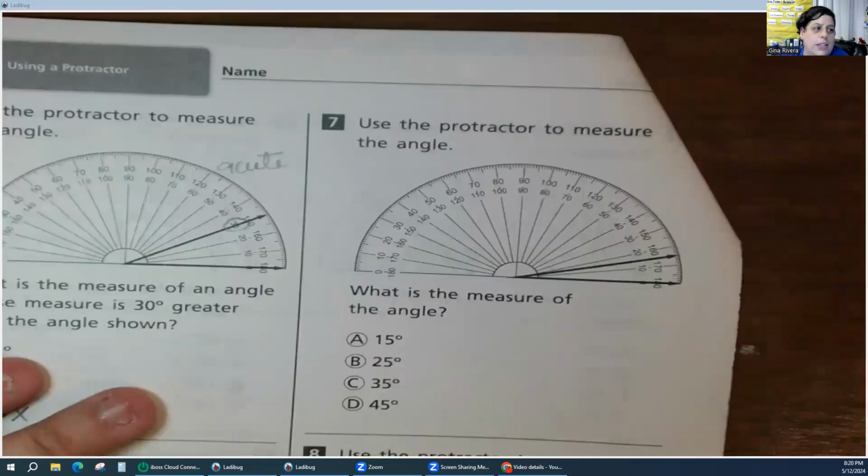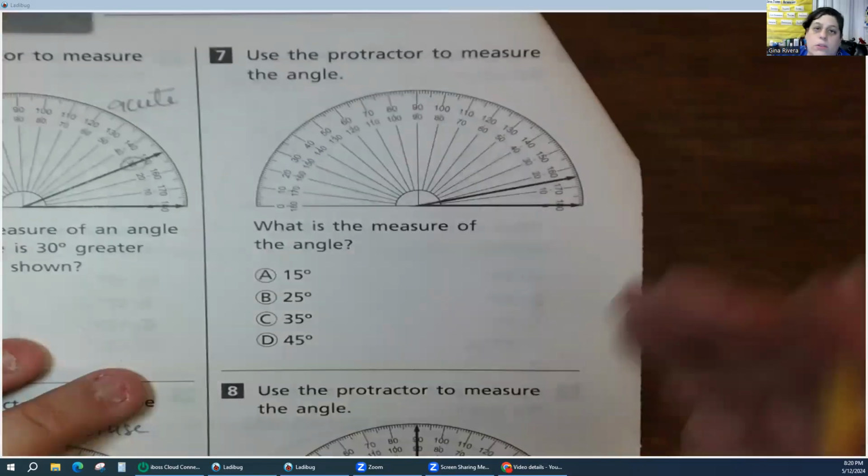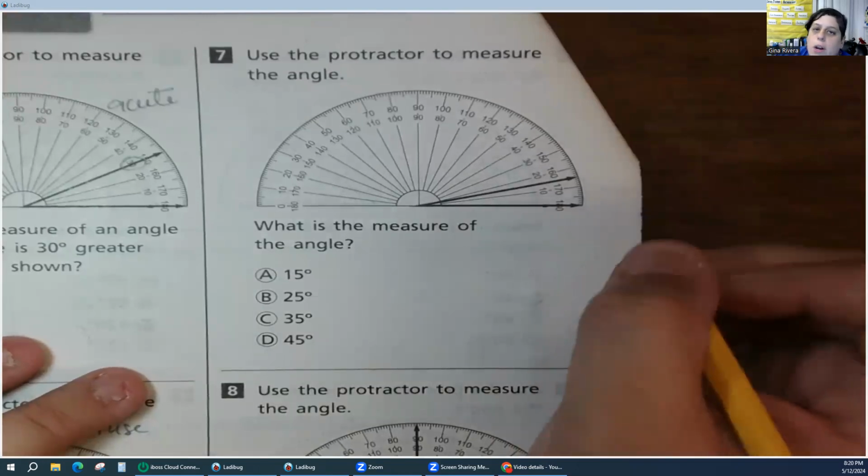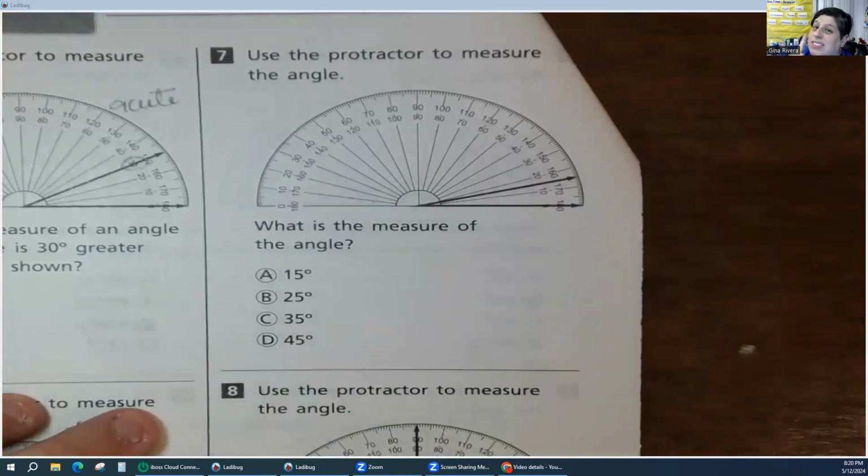All right, look at how easy these are. Okay, somebody would have yelled at me already. Don't use the word easy, Mr. Rivera. That's true. It's just simple.